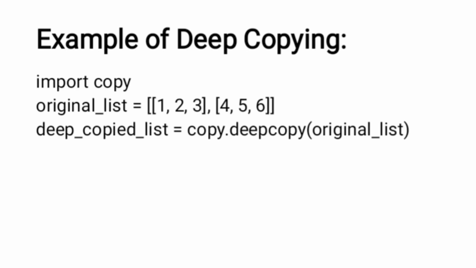Next, deep_copied_list equals copy.deepcopy(original_list). This line creates the deep copy of the original list using the deepcopy function from the copy module. A deep copy duplicates the original list and all of its nested objects recursively. Therefore, the resulting deep_copied_list is a new list object with new sublists that are copies of the sublists in original_list. Both lists contain identical elements, but they are separate objects in memory. Modifying one list will not affect the other, as each has its own distinct set of sublists.